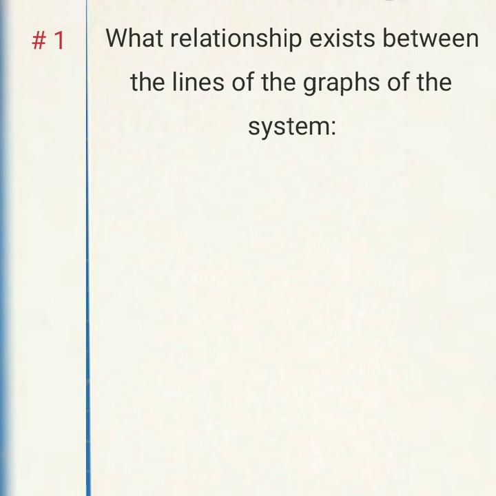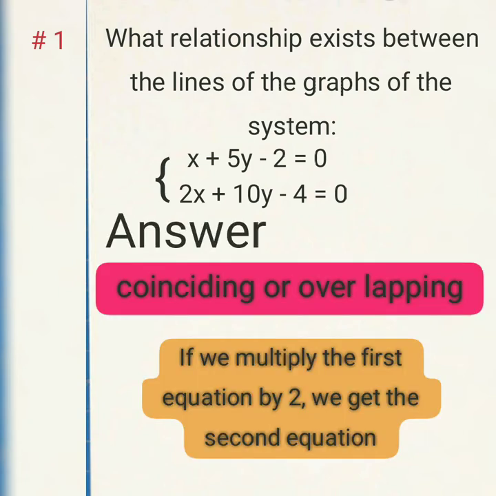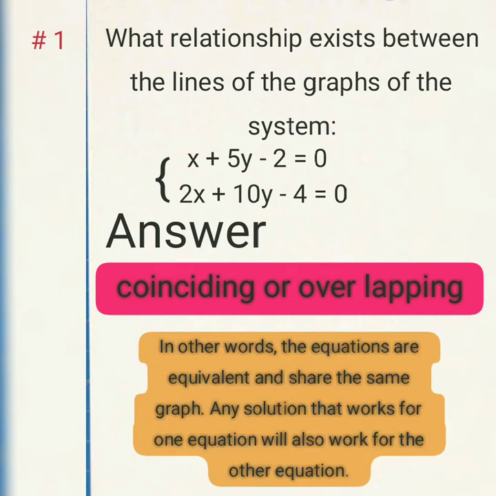What relationship exists between the lines of the graphs of the system x + 5y - 2 = 0 and 2x + 10y - 4 = 0? Answer: coinciding or overlapping. If we multiply the first equation by 2, we get the second equation. In other words, the equations are equivalent and share the same graph. Any solution that works for one equation will also work for the other equation.